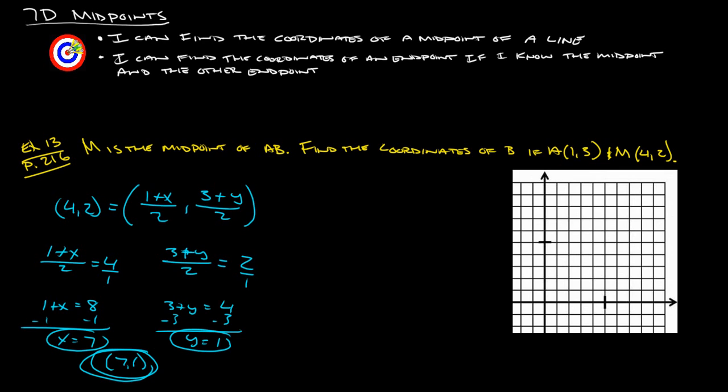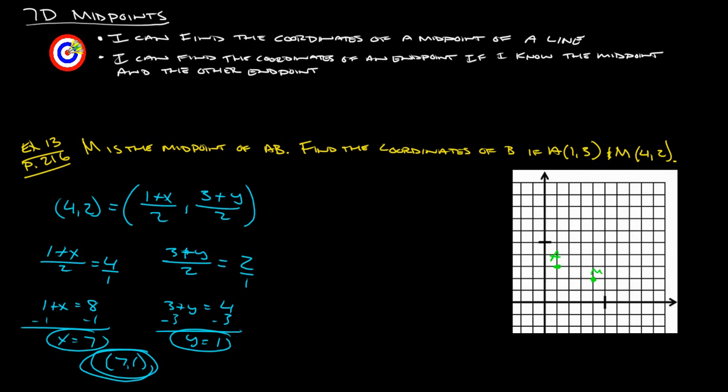Another way you could actually do this is by taking a look at the graph here and plotting our points and just figuring out where the next point would be. So what I mean by that is (1, 3) here is the A. And then the midpoint is at (4, 2). 1, 2, 3, 4, 2. So that's the midpoint. So then we know the other point's got to be somewhere over here.